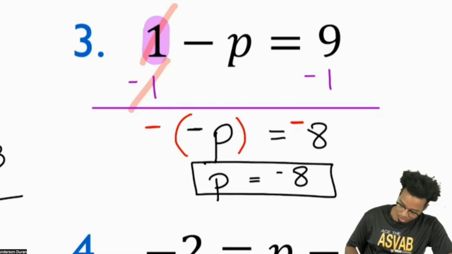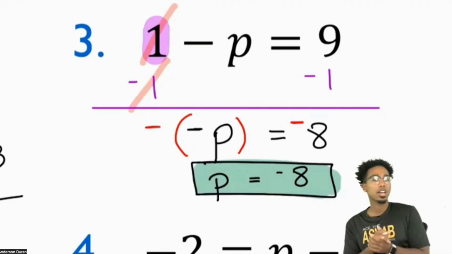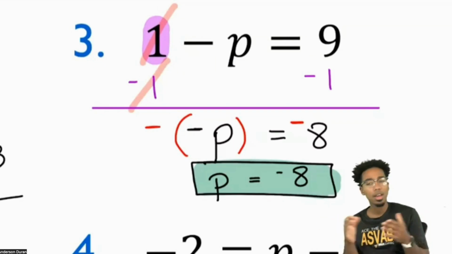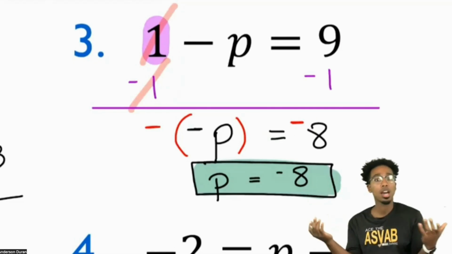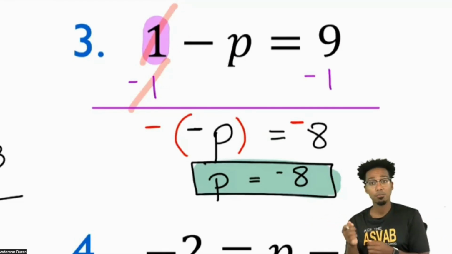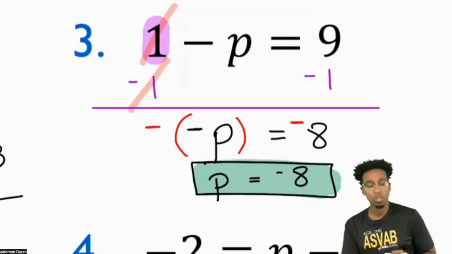And there it is. Again, some of us might see it as multiply both sides by a -1 or divide both sides by a -1. All that does is change the sign. That's it. If you have a negative P equals 8, that means P equals -8. Change the sign on both sides, and you're good.